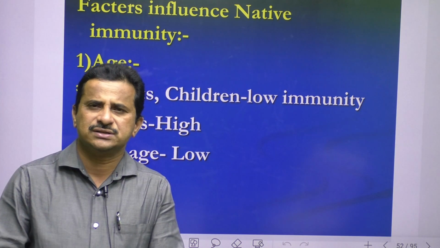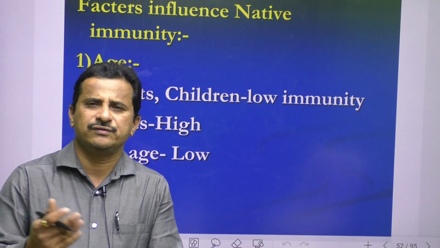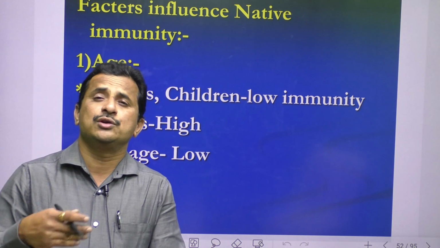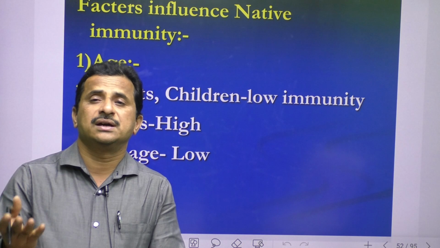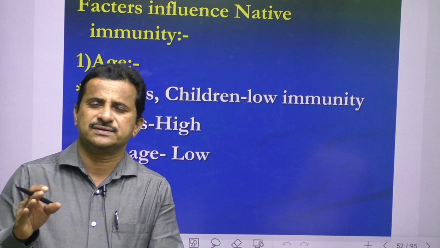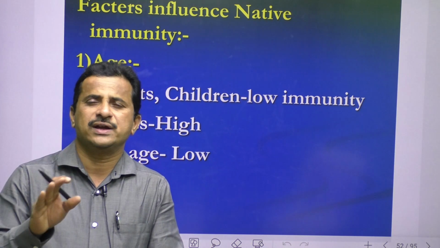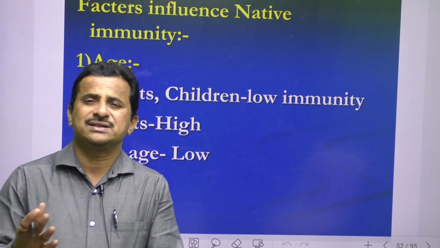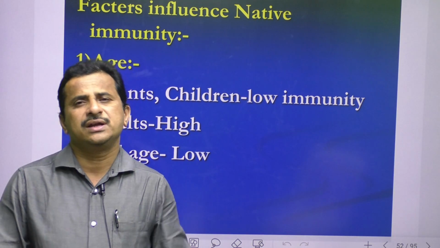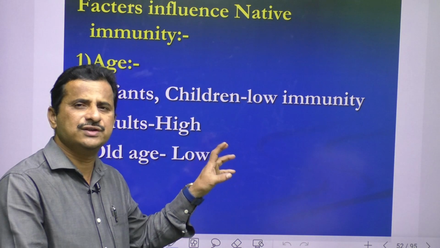Based on age, immunity is different. Based on nutrition, immunity is different. Even if you are using any immunosuppressant drugs, immunity is different. Some steroids decrease our immunity. Age also influences immunity. So like this, different factors influence innate immunity. Here I am giving the different factors which influence our individual immunity.